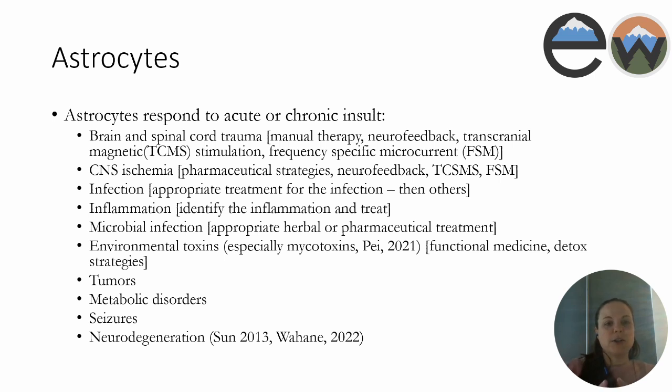Okay. So astrocytes, just to remember, astrocytes and microglia, astrocytes are going to respond to acute or chronic illness. So they're kind of like the threat response system. They respond to brain and spinal cord trauma. With this, I just put some of the things that I've seen might actually help. So with brain and spinal cord trauma, manual therapies can be helpful, but this is very specific to somebody that understands neurological inflammation. So those that have a neurology background in rehab, neurofeedback, transcranial magnetic stimulation, TCMS, frequency specific microcurrent. These things can actually be very helpful.